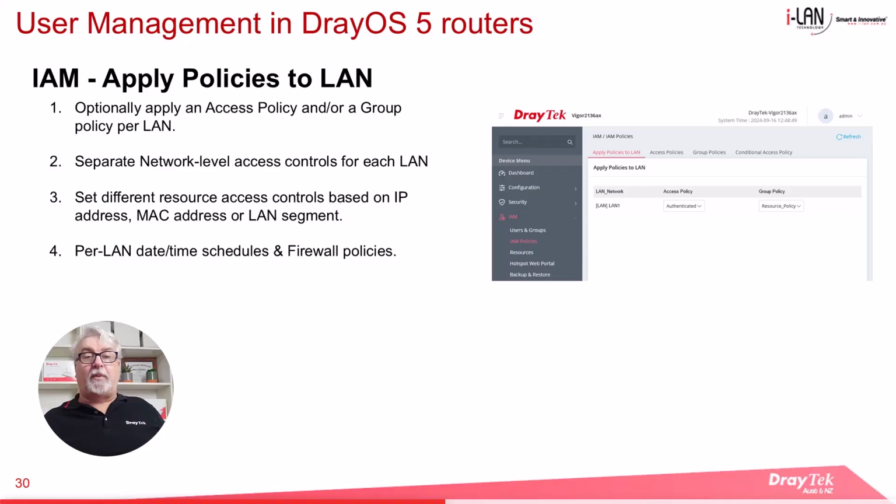In DrayOS 5, you can apply an IAM access policy, a group policy, or both to each LAN segment. This allows setting separate access controls for each LAN segment, different firewall policies for each LAN, different IAM resource controls for each LAN, and different date and time schedules for each LAN.